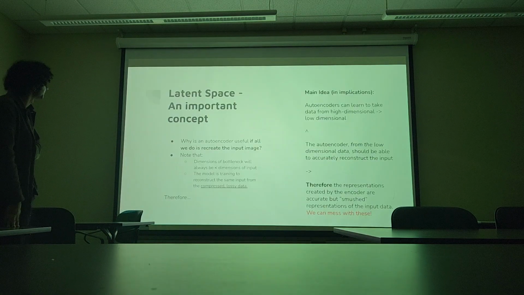Next slide. This right slide is the main idea of why I think the latent space is so important. Autoencoders can take data from high dimensions, 784, and compress it to really low dimensions, like 10 or so. And from this low dimensional data, a lot of information has been lost. It's impossible to encode the same amount of information in 10 dimensions as it is in 784. You just have more parameters to mess around with. Yes?